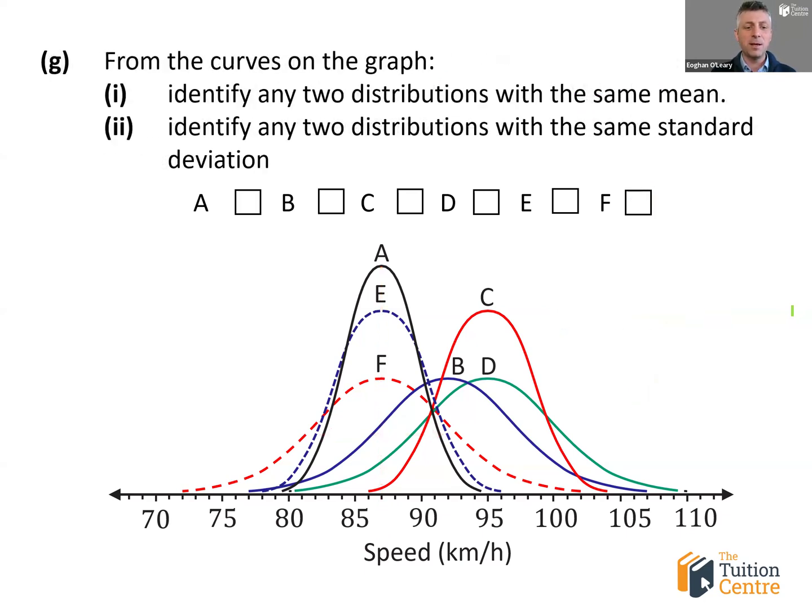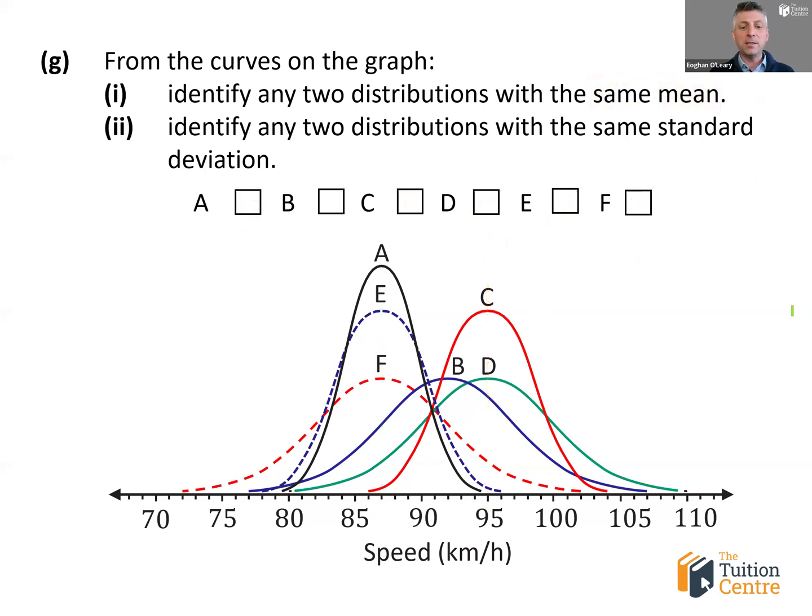From the graphs, identify any two distributions with the same mean. As you're looking at this, you don't even need to think about cars or heavy goods vehicles. You're just saying, which graphs have the same mean? There are plenty of possibilities here, because you could say A, E, and F, any two out of those three have the same mean. Or you can say C or D. So either the ones in green or the ones in orange are perfectly fine.